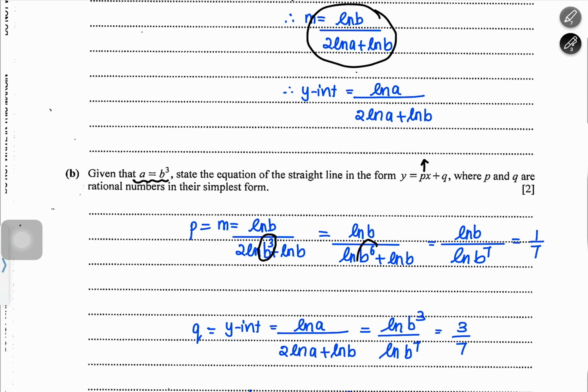And then I'm going to get b power 6. How do I do that? I just rearrange the ln b power 3 and this 2 will become your power over here. So 3 times 2, you will get the 6.